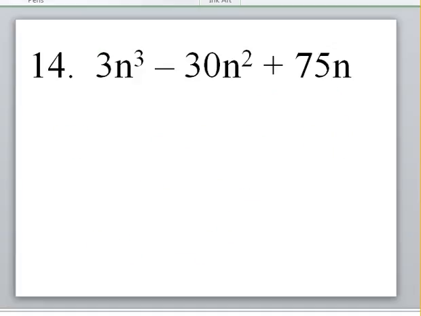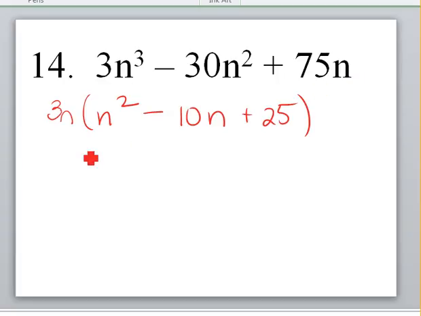Two more examples. Greatest common factor here is 3n. That leaves me with an n squared. 3n times n squared is 3n cubed. 3n times 10n is 30n squared. And 3n times 25 is 75n.